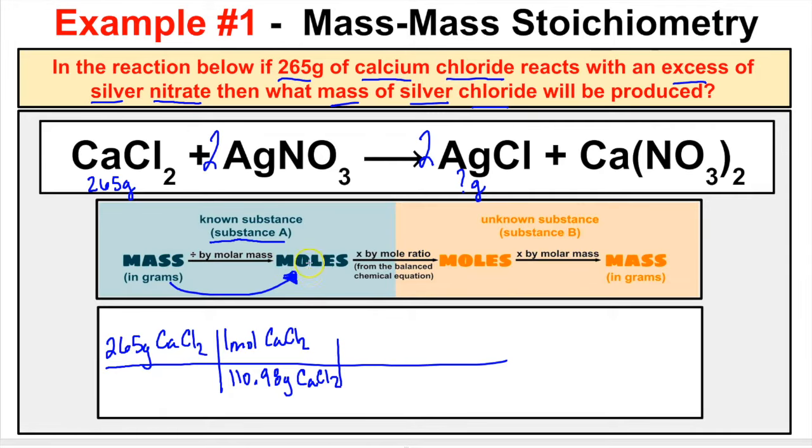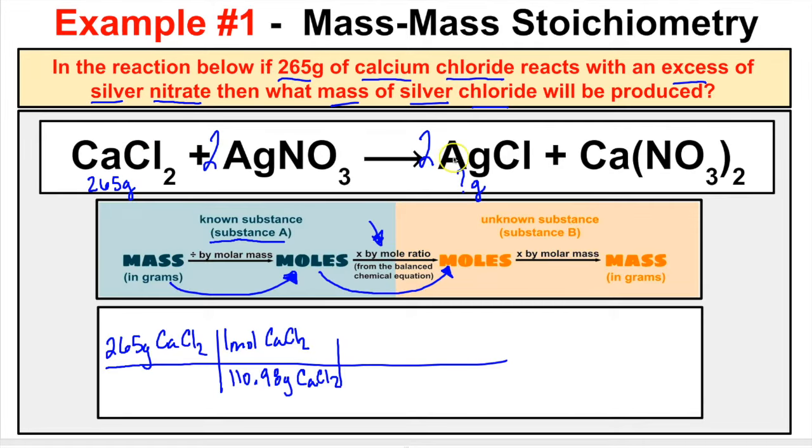So now we're here in this process, but we want to figure out how many moles of the unknown substance there are in our balanced chemical equation. So we have to come up with a mole ratio. And if you remember, a mole ratio compares two things in the chemical equation. In this case, it's comparing the stuff you're trying to find to the given stuff over here.